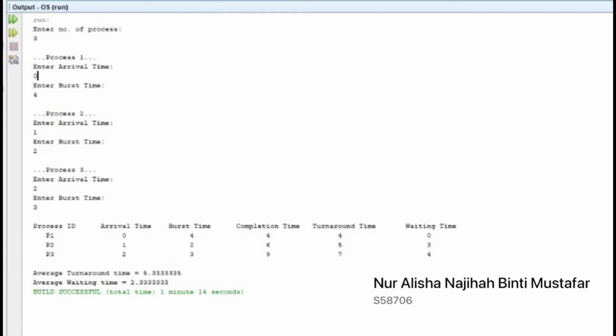And there is also a result for average turnaround time and average waiting time. The average turnaround time is 5.33333335, and the average waiting time is 2.333333.